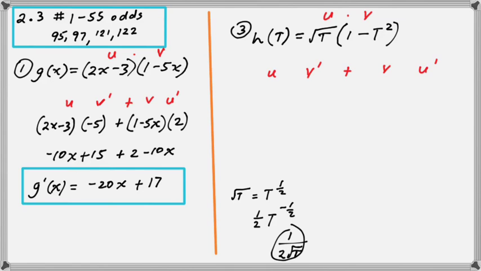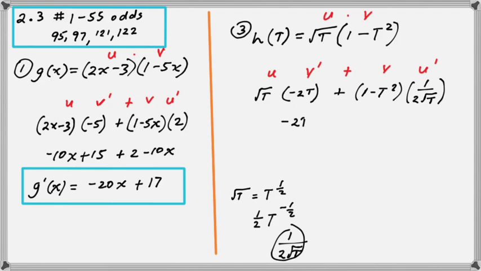What is u? The first one, square root of t, times the derivative of v, which is negative 2t, plus v, which is 1 minus t squared, times the derivative of u, which we just found at the bottom to be this. So now I'm going to rewrite this. Negative 2t radical t plus 1 minus t squared over 2 radical t.